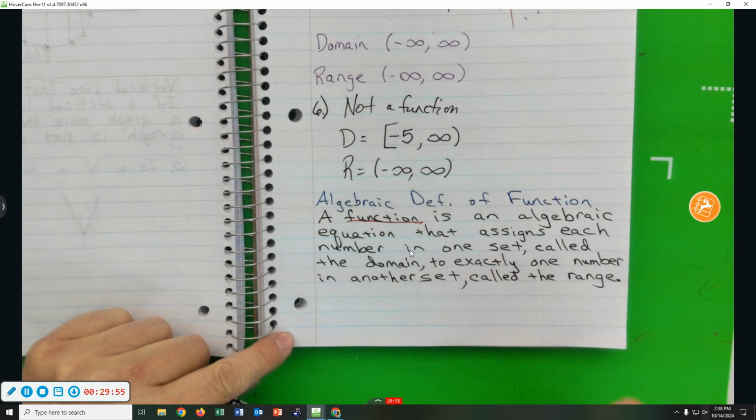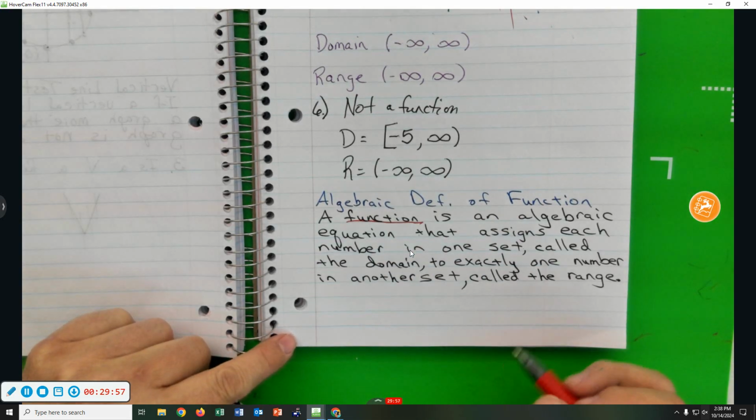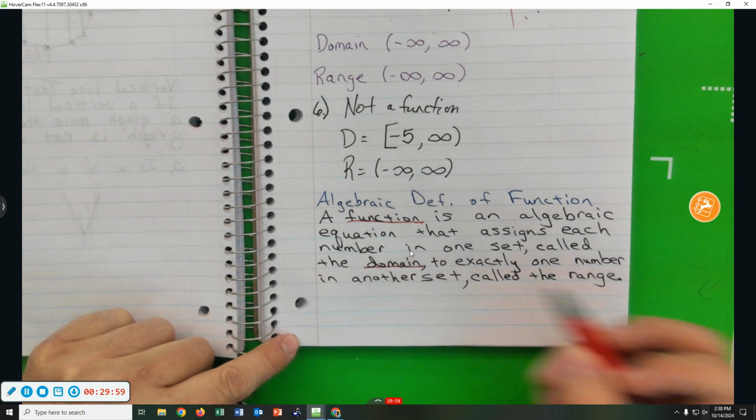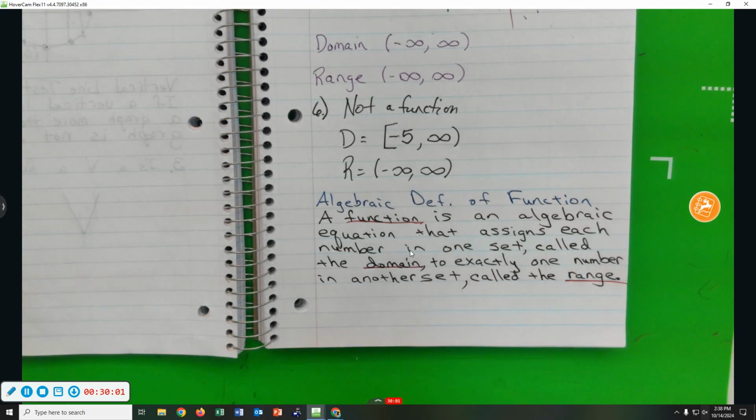Okay, so we formally defined three terms here: function, domain, and range. Let's break this definition apart. A function is an algebraic equation.